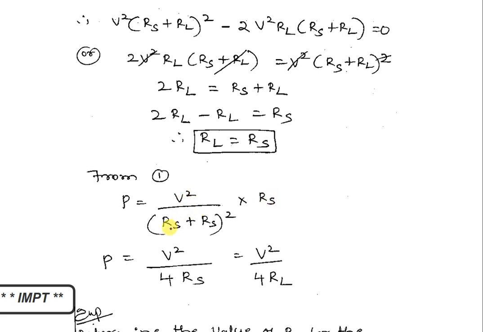So V square by (Rs plus RL) square is replaced by Rs plus Rs, that is 2Rs. 2Rs whole square is 4Rs square, and in the numerator Rs will cancel one of the squares. So we are left with V square Rs by 4Rs square, and this Rs cancels with the square. Finally we are left with V square by 4Rs, or V square by 4RL, because RL is the same as Rs. So you can write either Rs or RL.